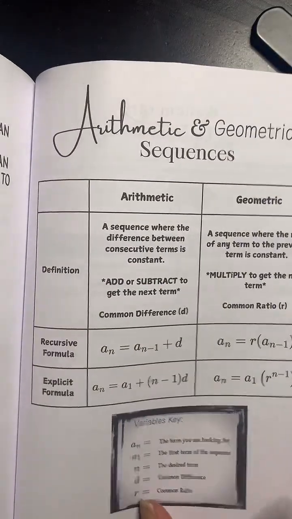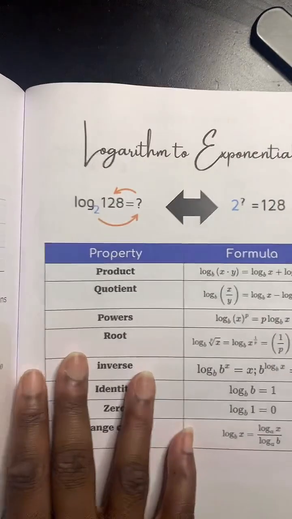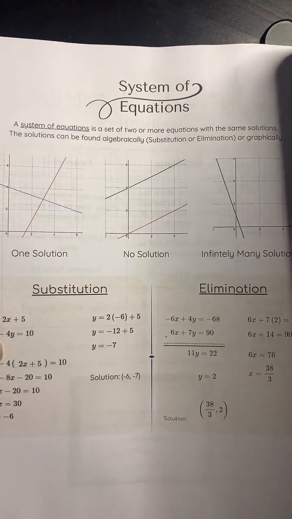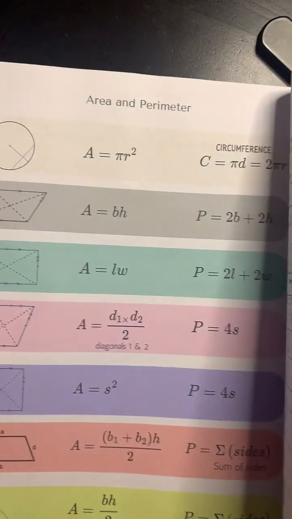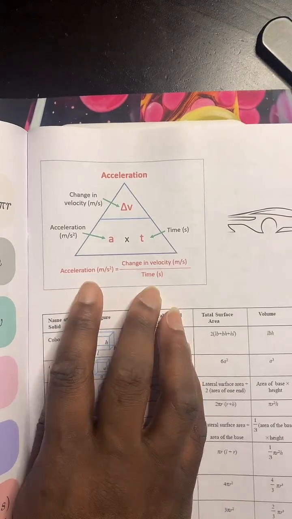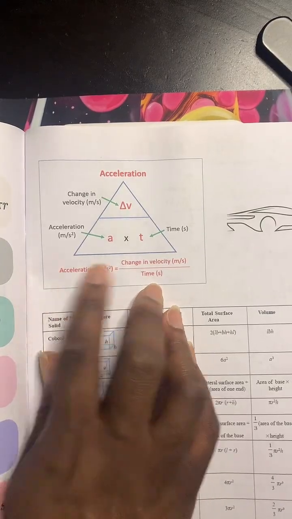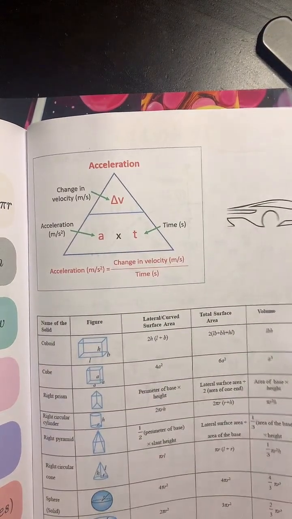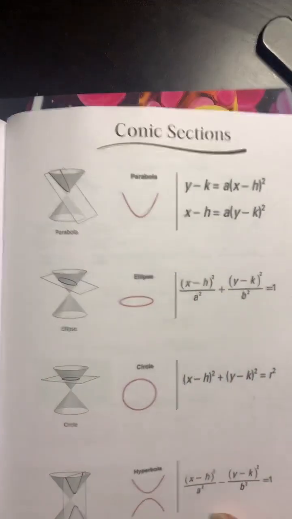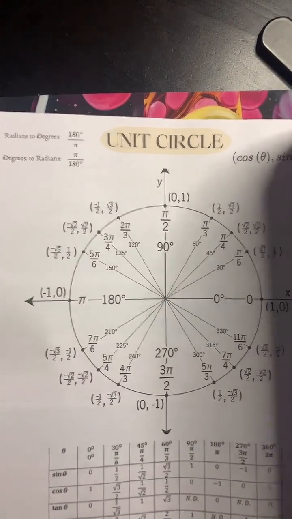But then what else is different? We have our logarithmic to exponential, the rules with that. Also, the system of equations with examples of the substitution and the elimination, a lot clearer. Then we have the area and perimeter, just like the other one. But this time we talk about acceleration, and then we talk velocity and time and their rules as well. Then we get more into the pre-calculus with the conic sections as well as our unit circle. So that's when you get into more of the advanced math.